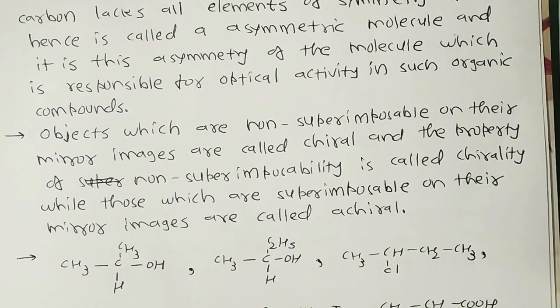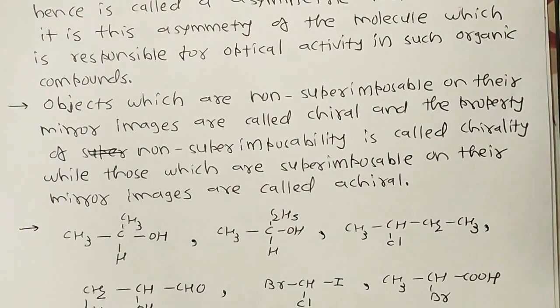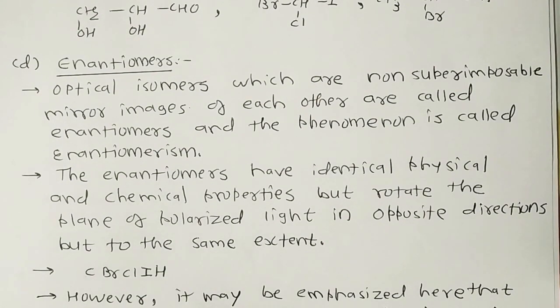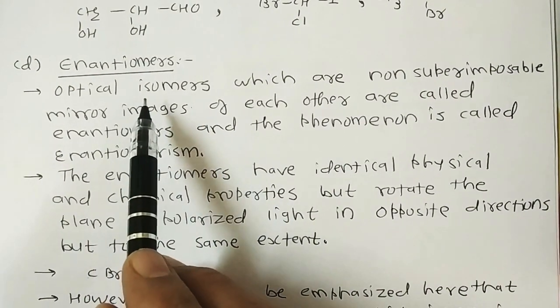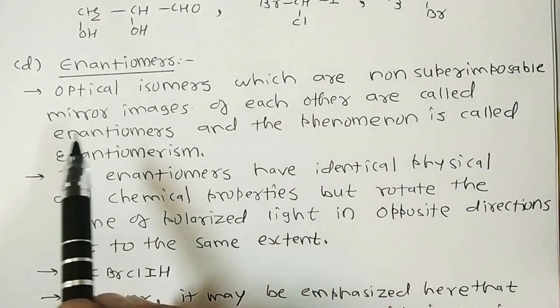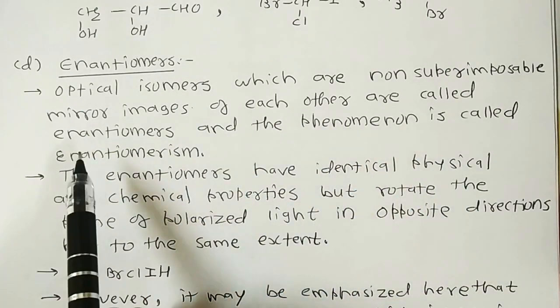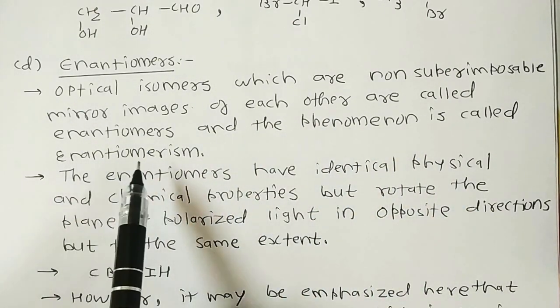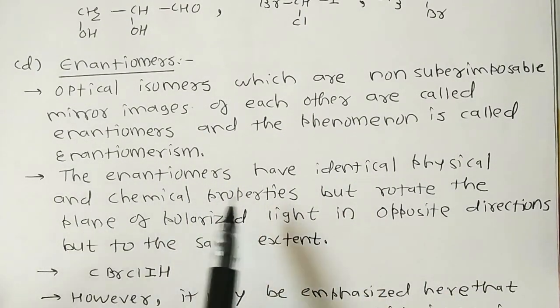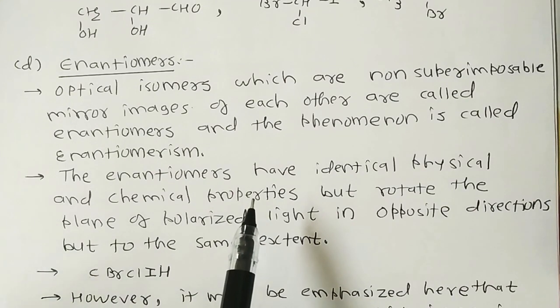the enantiomers. So what is the meaning of enantiomers? How do we judge enantiomerism? So optical isomers we have to particularly display in our portion. Optical isomers which are non-superimposable mirror images of each other are called enantiomers, and the phenomenon is called enantiomerism. Enantiomers have identical physical and chemical properties. Both dextro and levo have the same physical properties, same chemical properties.